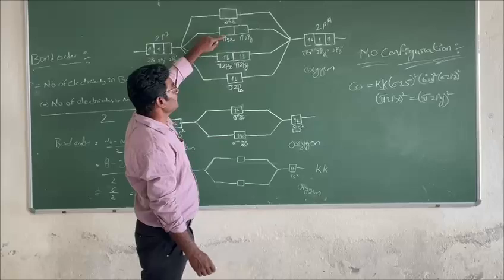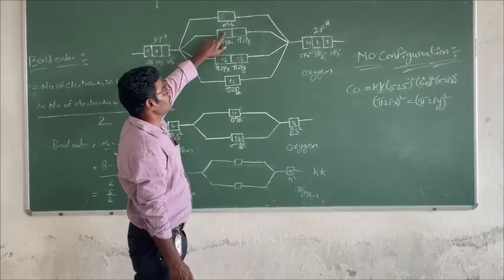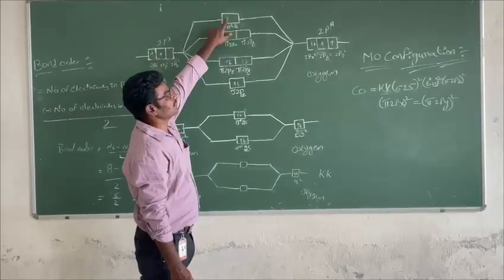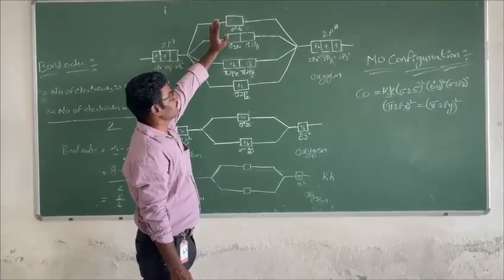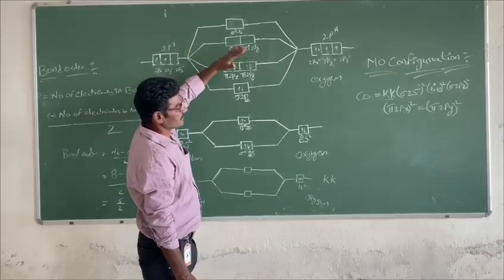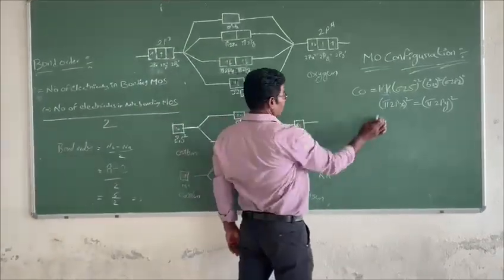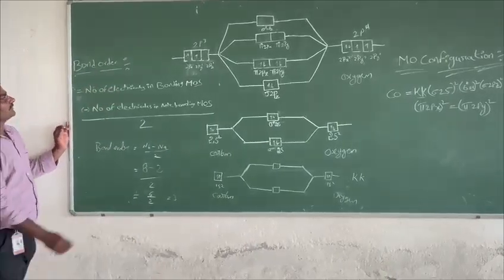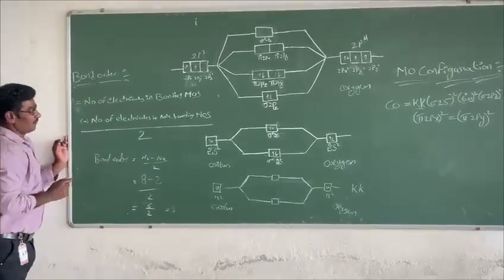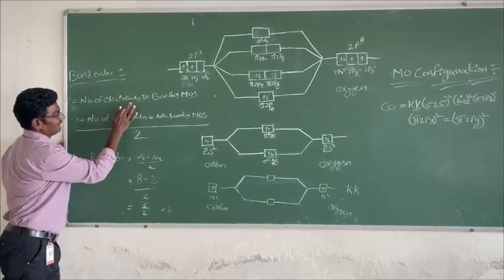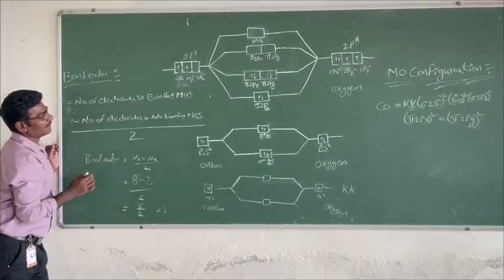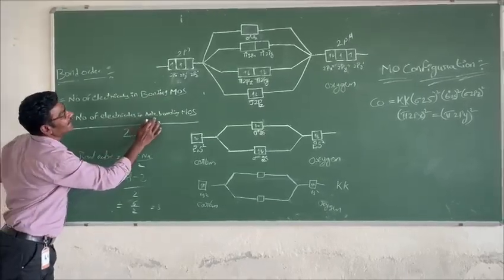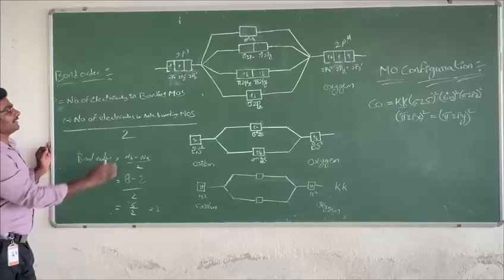Remaining are pi star 2px with 0 electrons, pi star 2py with 0 electrons, and sigma star 2pz with 0 electrons. Here only electrons are filled. Okay? This is the order. Next one is the bond order. What does bond order mean? Bond order means the number of electrons in the bonding orbitals minus the number of electrons in anti-bonding molecular orbitals, divided by 2.